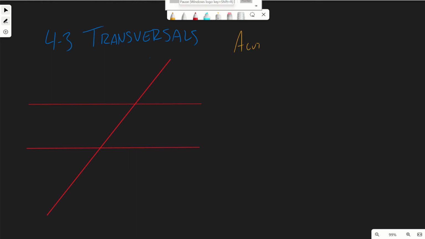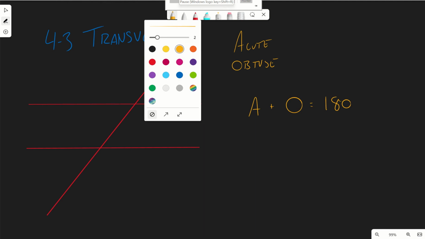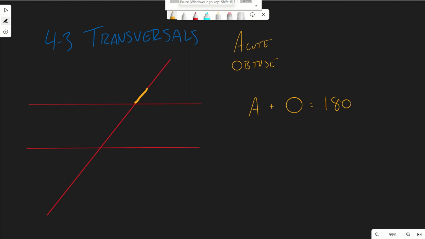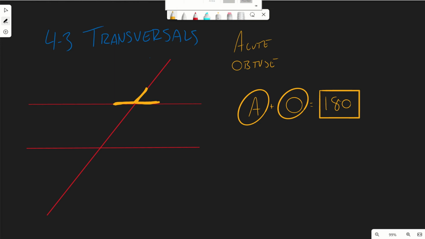There is the acute angle and the obtuse angle. And if you remember, the acute angle plus the obtuse angle always will equal 180 degrees. Remember, we have our acute angle here plus our obtuse angle, which forms a straight line, which is 180 degrees. So we know always that whatever our acute angle is and whatever our obtuse angle is, if we add them together, that will equal 180 degrees.